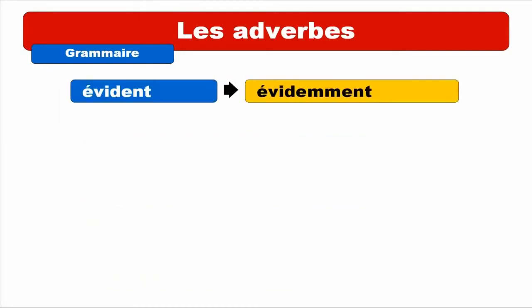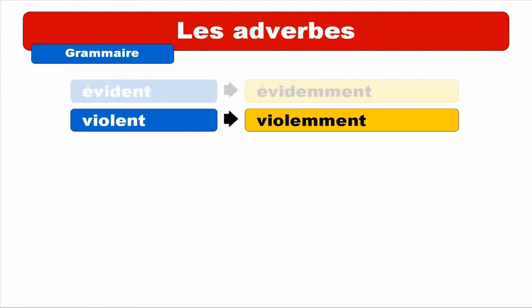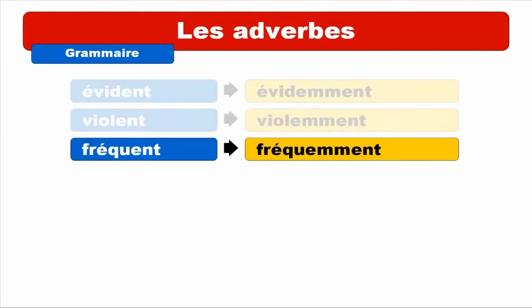Let's have a look now at the first group of exceptions again. It's évident. Repeat. Évident. And it gives you this évidemment pronunciation. Repeat. Évidemment. Second example for this category is violent. Repeat. Violent. And it gives us this adverb violemment. Same concept, you pronounce it as if there was an a. Violemment. Repeat. Violemment. Fréquent.